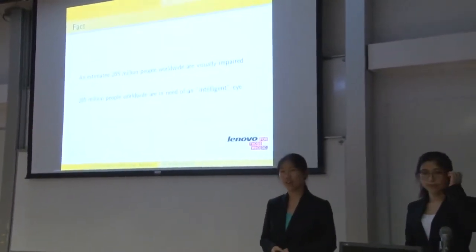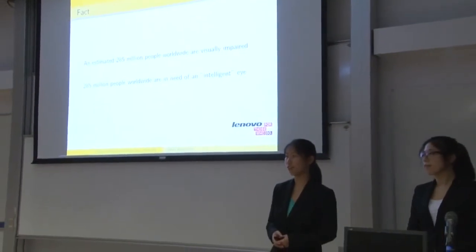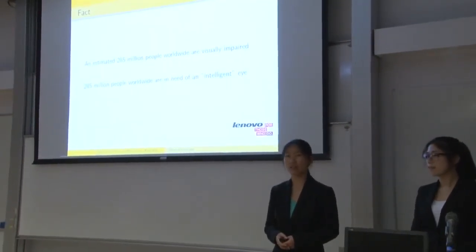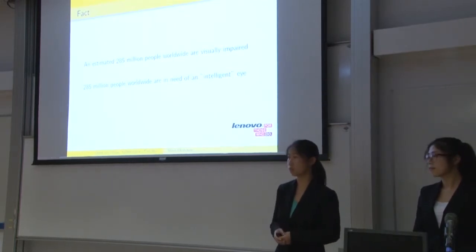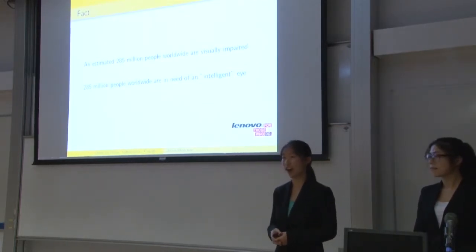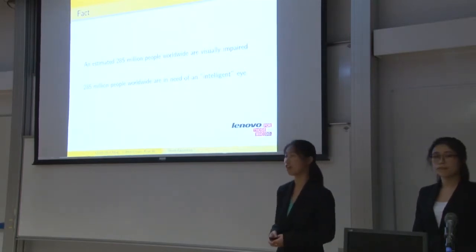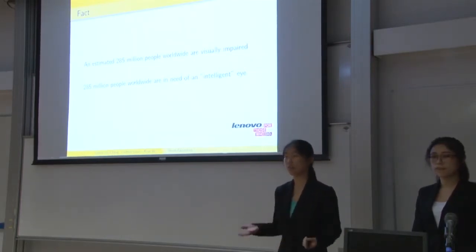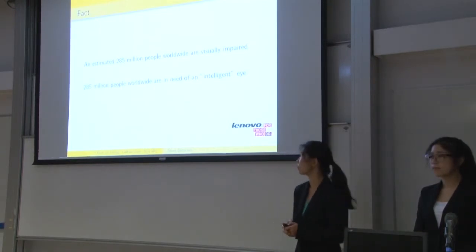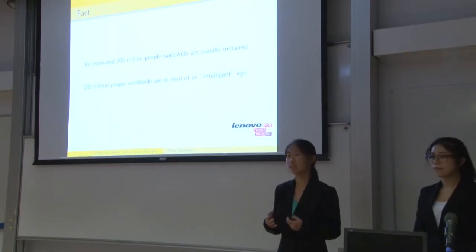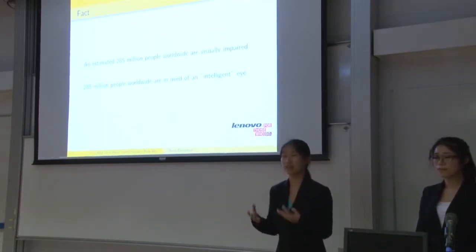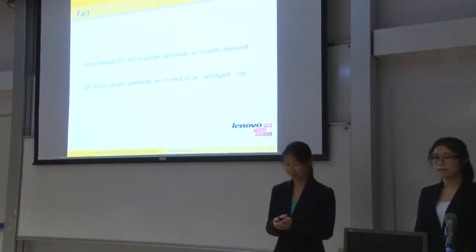Fact: many of you may not know that an estimated 285 million people in this world are visually impaired. That means that 285 million people in this world are in need of an intelligent eye, a technology that can help them navigate their surroundings, find their everyday objects, and improve their quality of life. So for this project, Lenovo tasked us to build the first steps of an intelligent eye.